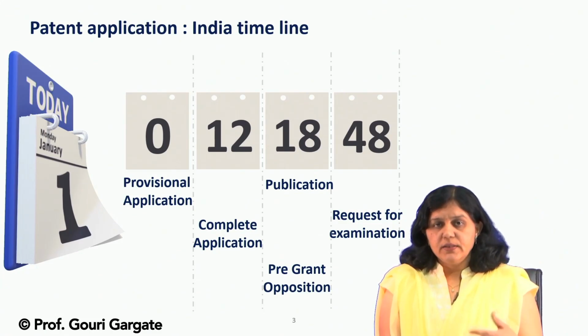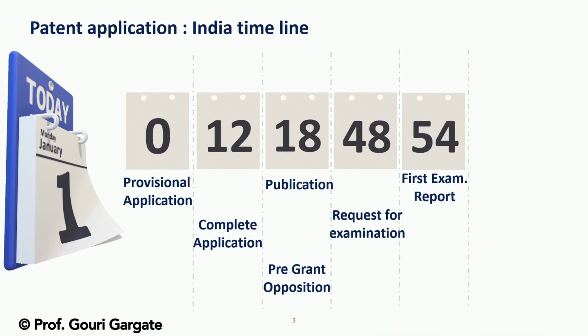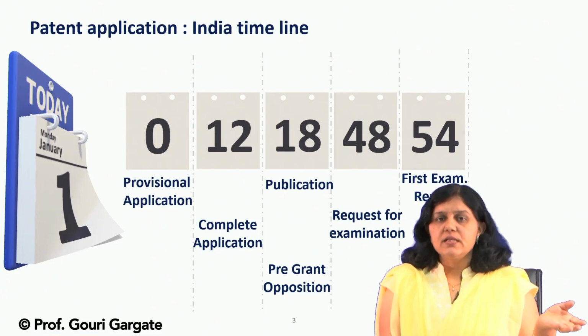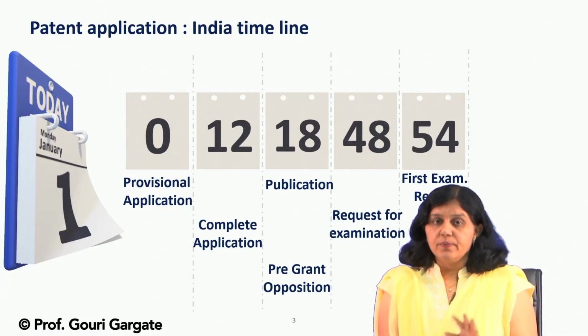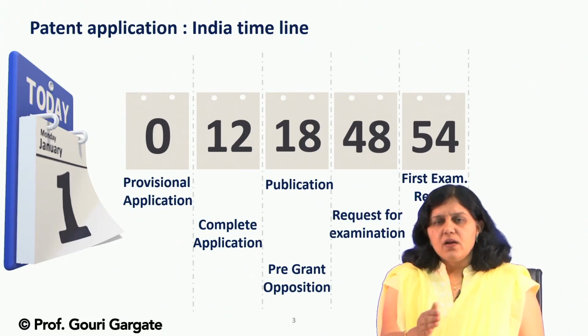Now, after that examination, the first examination report, that is FER, will be issued. As discussed, although 54 is mentioned here, it is a tentative timeline given. So, if you file the examination request along with the complete specification, then tentatively your patent application may be considered for examination, and by the 54th month you may get the FER.